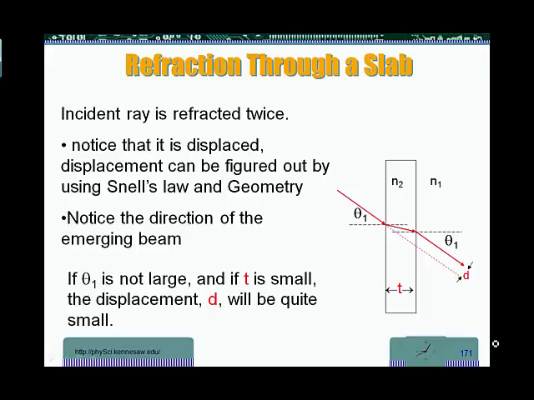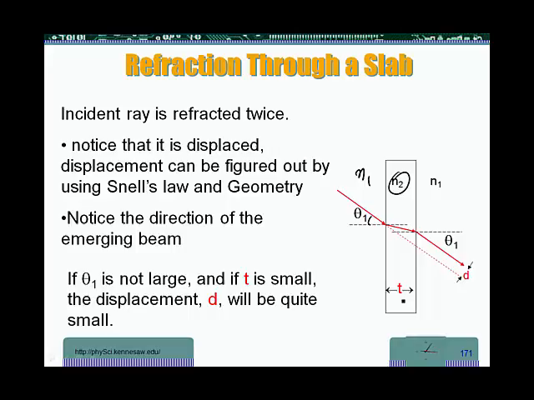So we have a medium like the air with an index of refraction n1. Light is going to be coming in from that medium with an angle of incidence theta sub 1 relative to the interface of the medium and the glass. The index of refraction of the glass is n2, its thickness is t.